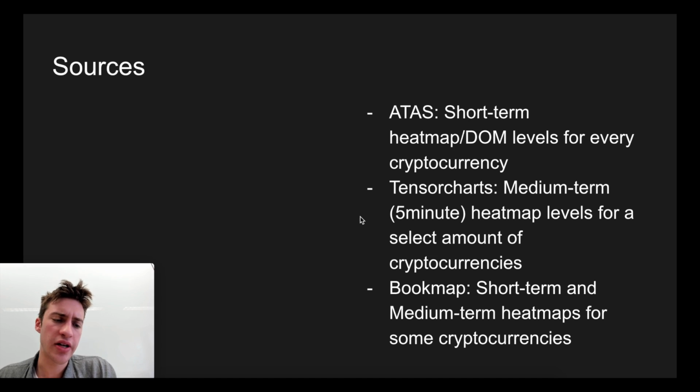What we're going to be focusing on today is ATAS and really the short-term heat map levels. And the reason I picked ATAS instead of Bookmap for this is ATAS allows you to do this on every single cryptocurrency free of charge, and you can trade on their platform. So that's why I prefer ATAS over Bookmap typically.